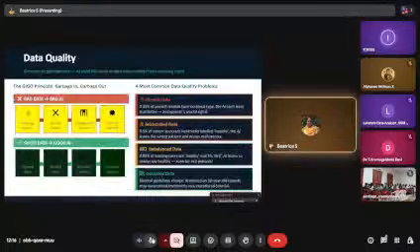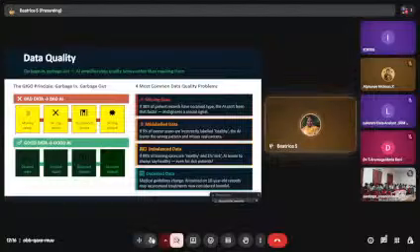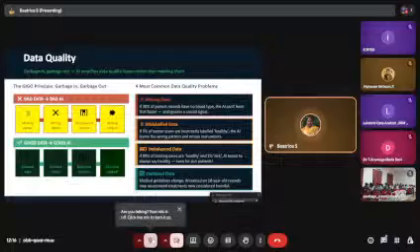So this is data quality. When you give good data, it performs better. If you give bad data, it doesn't give you the proper output.